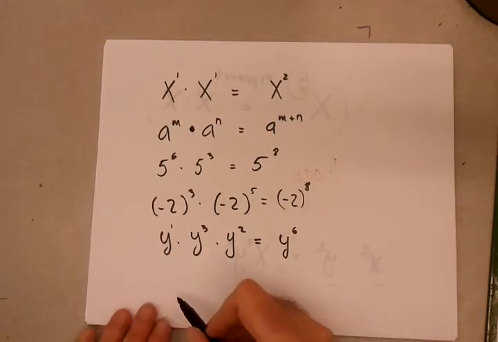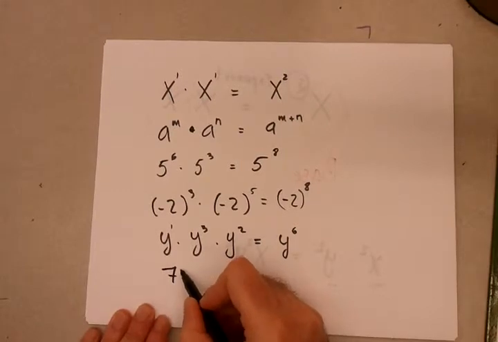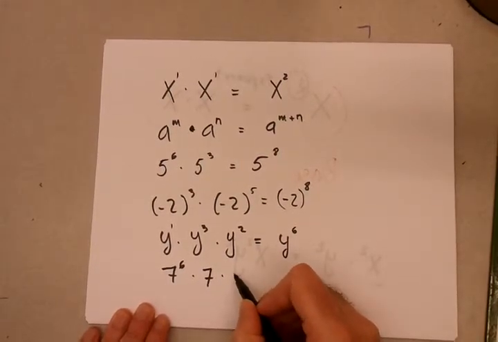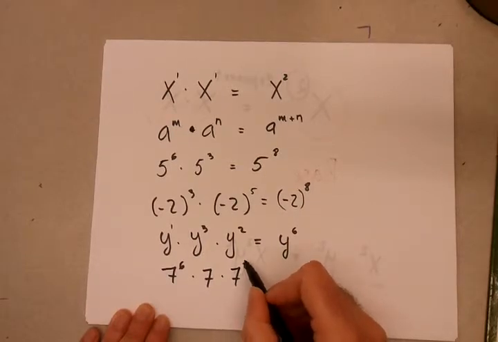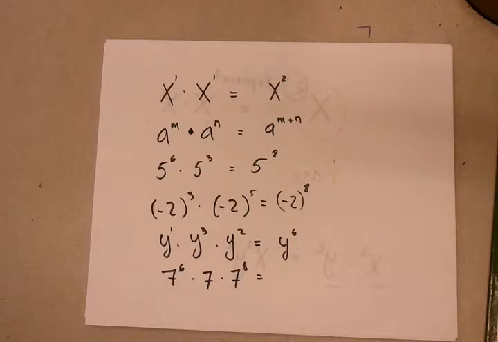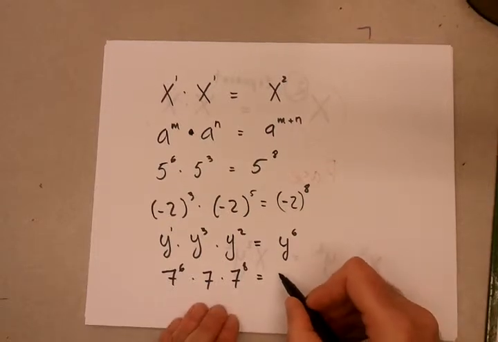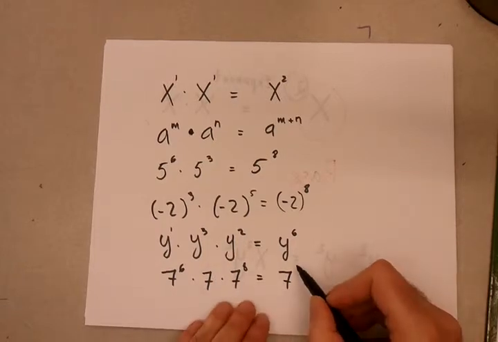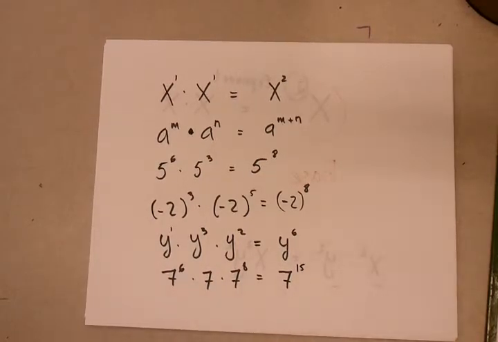Let's do just one more. Example, 7 to the 6th power times 7 times 7 to the 8th power. Again, all the bases are the same, so if we're multiplying these exponential forms, the base will not change. 6 plus a hidden 1, 7 plus 8, that's 15.